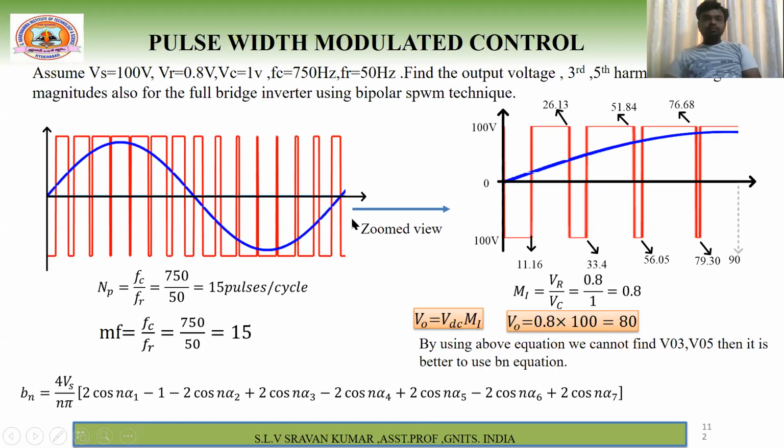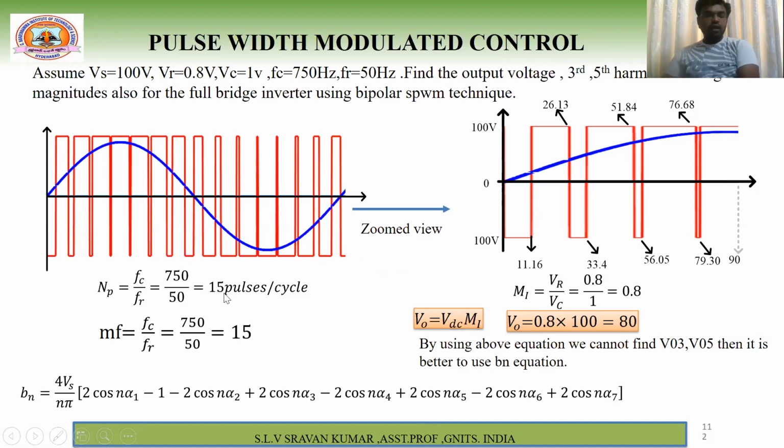See, this is your bipolar scheme, right? So first of all, the number of pulses is Fc by Fr, which is nothing but 750 divided by 50, which is 15 pulses per cycle. If you count from here, you will definitely get 15 pulses. That means one cycle. So one time period, just count: 1, 2, 3, 4, 5, 6, 7, 8, 9, 10, 11, 12, 13, 14, 15, like that.